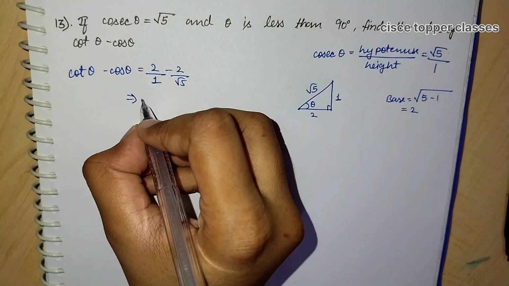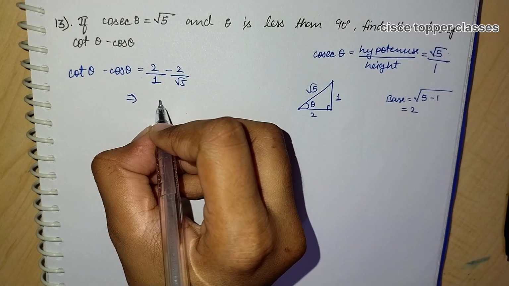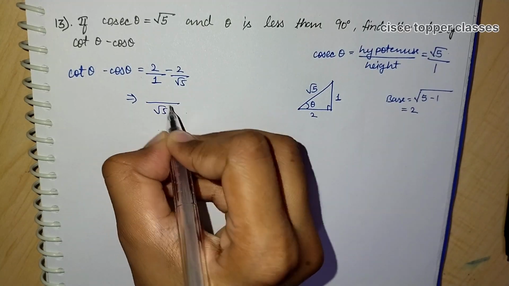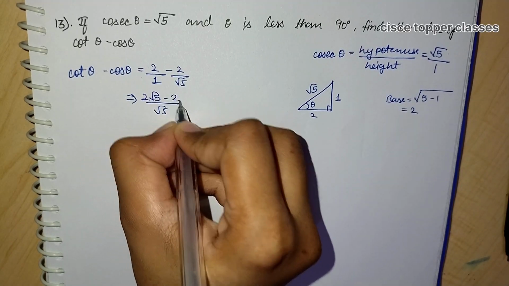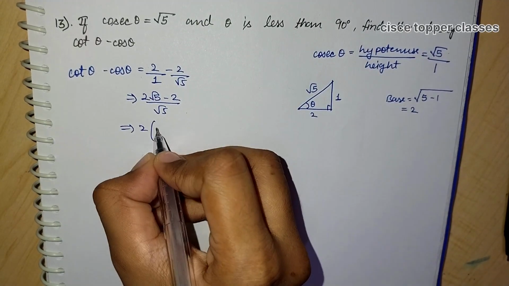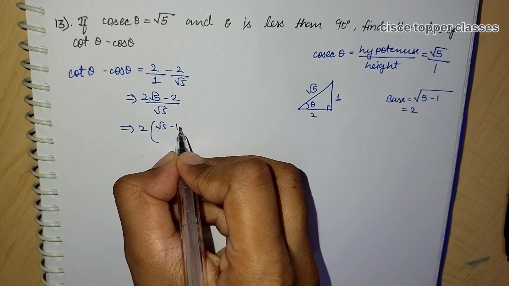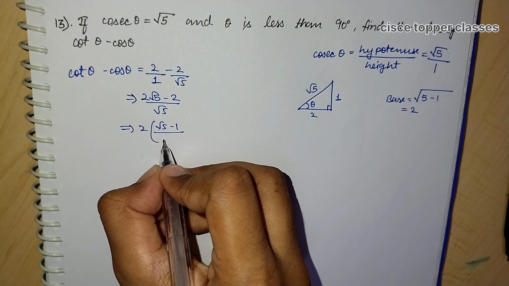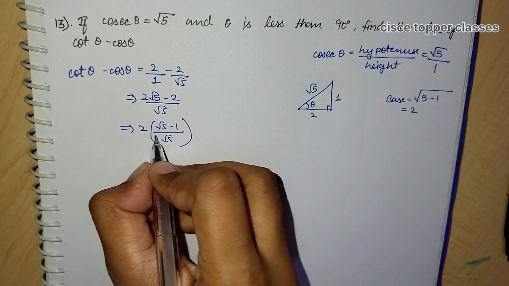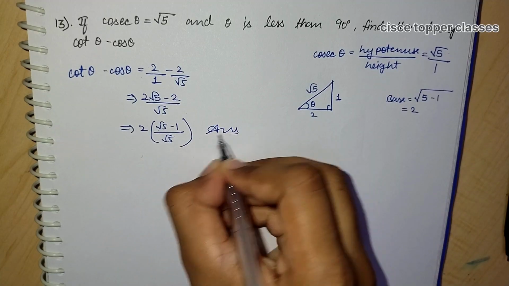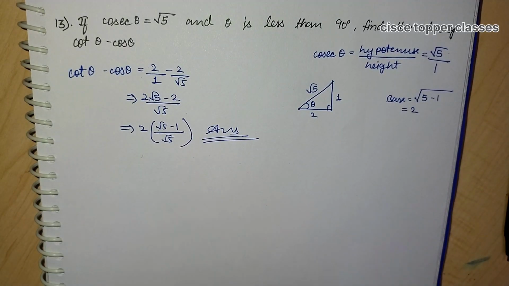So here we can take common. Firstly we will take LCM here. So this will be under root 5, 2 under root 5 minus 2. We can take 2 as common. So this will be 2 times under root 5 minus 1 divided by under root 5. So this is the final solution of this question here, and this is the answer of the 13th question.